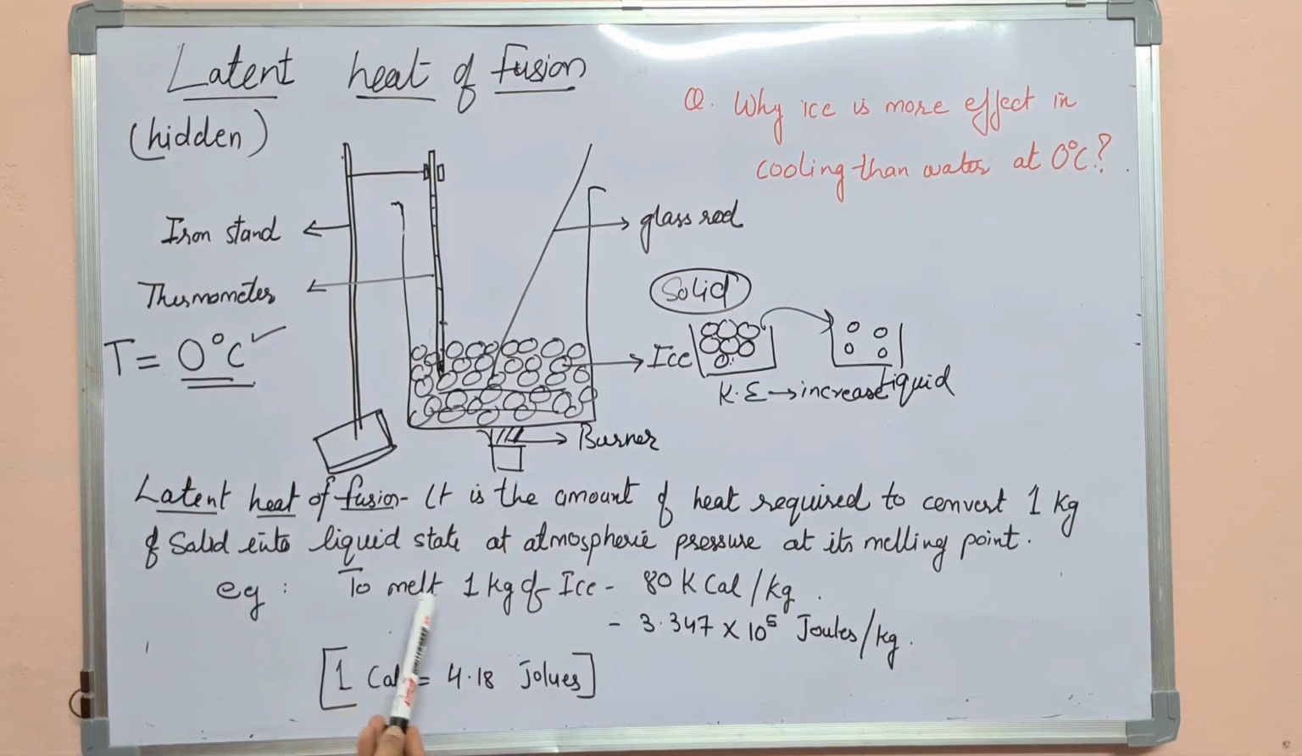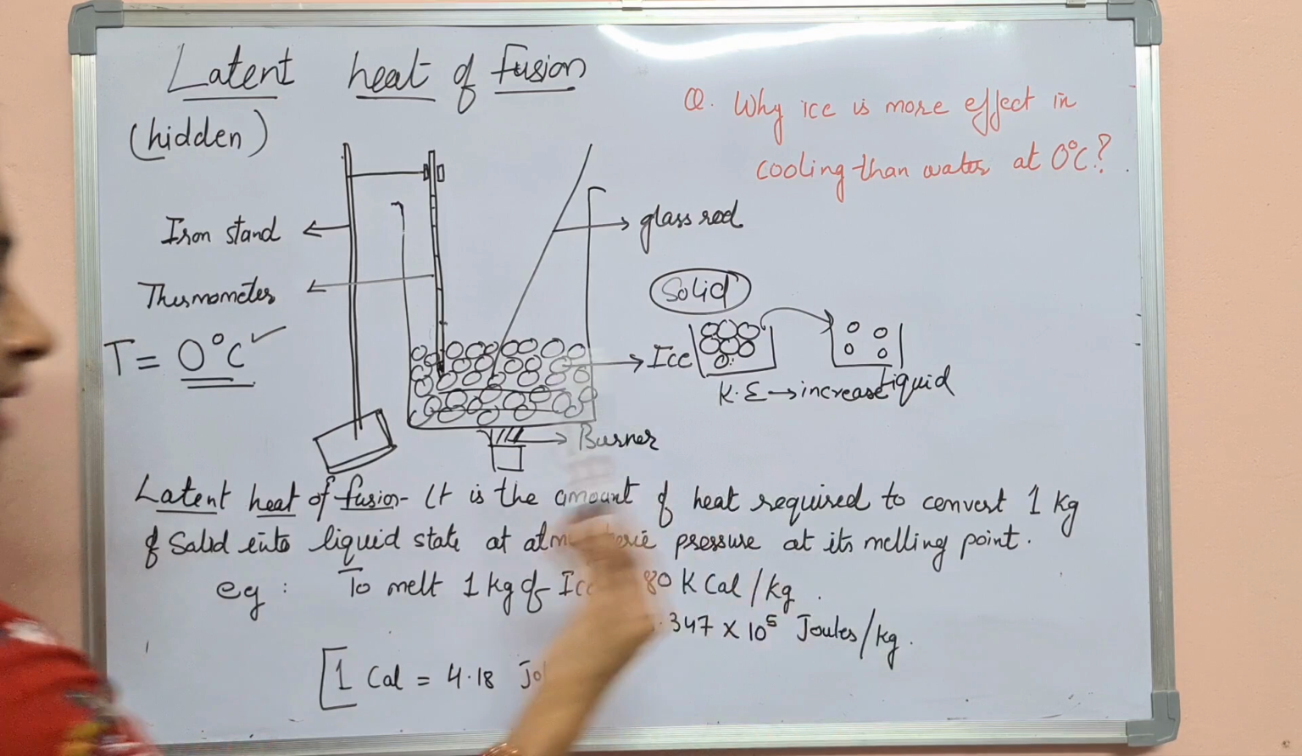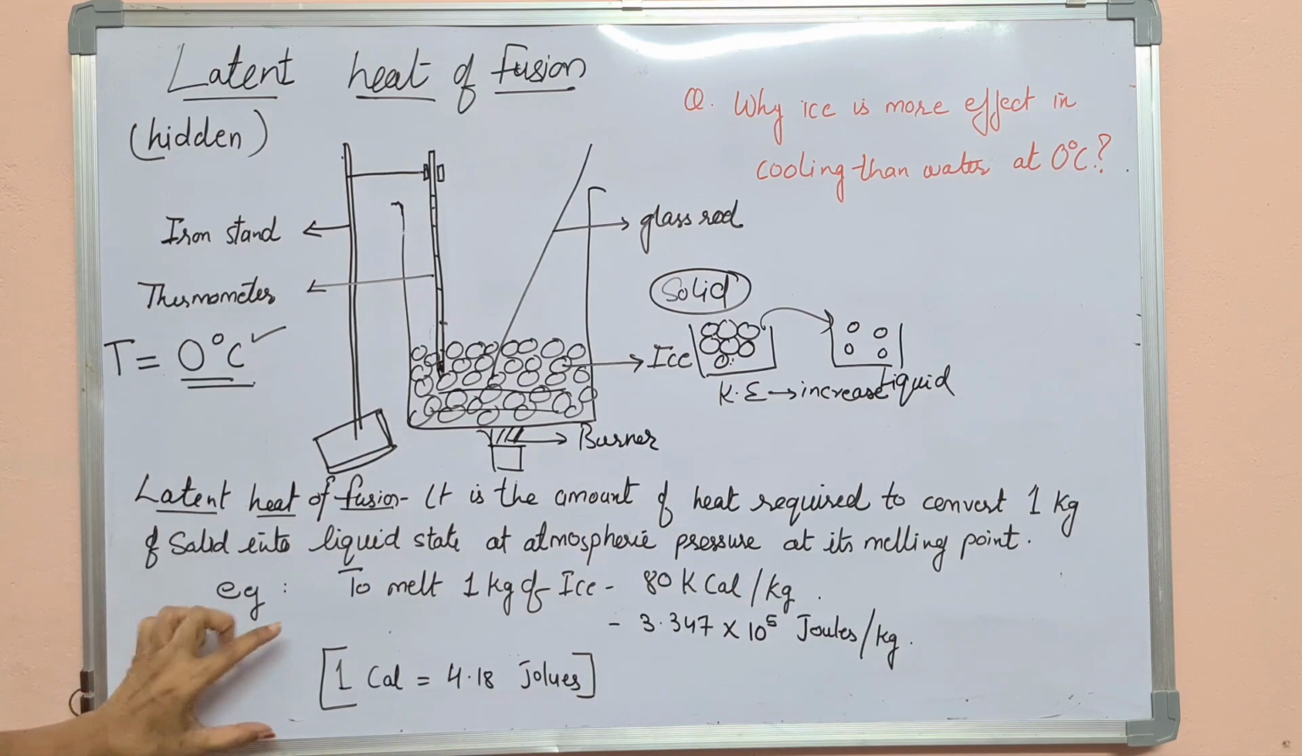For example, in order to melt 1 kg of ice, 1 kg आइस को मेल्ट करने के लिए कितनी एनर्जी लगती है? 80 किलो कैलोरीज पर kg. If I am telling you in the another unit joules, then it will be 3.347 into 10 to the power 5 joules per kg. ठीक है? And just for the conversion, remember 1 calorie equals 4.18 joules. ये है आपका latent heat of fusion का definition and explanation.